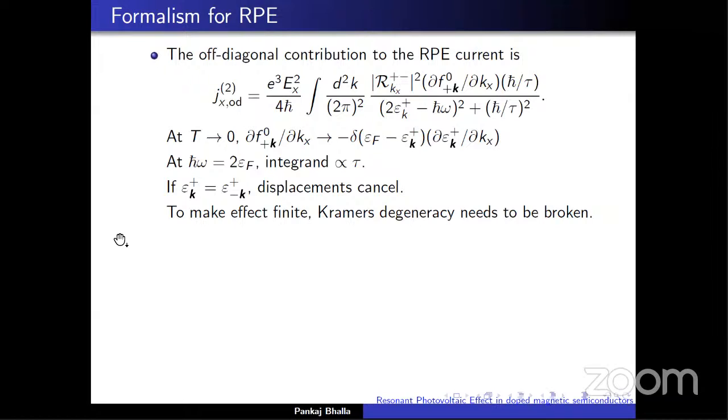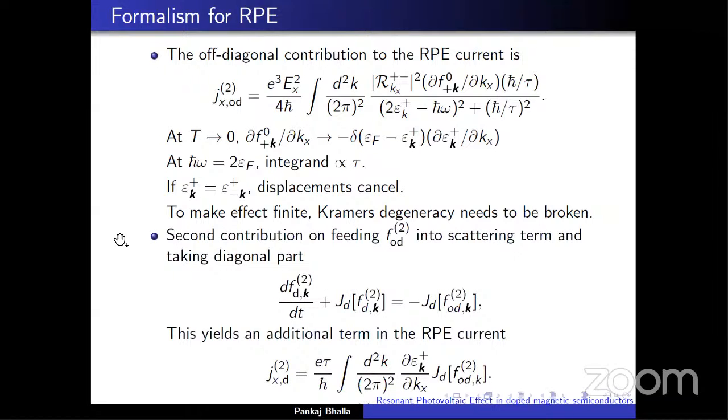So to make this effect finite, Kramers degeneracy should be broken. Another contribution that we have found, by feeding this off-diagonal part into the diagonal part, is that we can also get the second order diagonal current based on the Berry physics, based on the projection part J diagonal of f diagonal. We have found that the magnitude of this diagonal part is the same as that of the off-diagonal part, so it just doubles the magnitude of the current for the particular material.